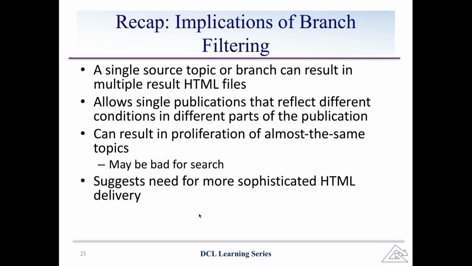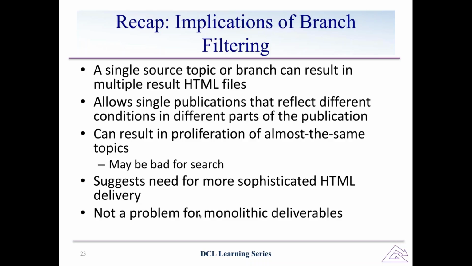So that suggests to me that we need more sophisticated HTML delivery, certainly than we get out of the out-of-the-box Open Toolkit HTML today. And again, this is not really a problem for monolithic deliverables, right? Because if I'm producing a PDF of an entire publication, both the navigation structure and where I am and the context in which I find something is much clearer, right? So I'm really only concerned with HTML results.